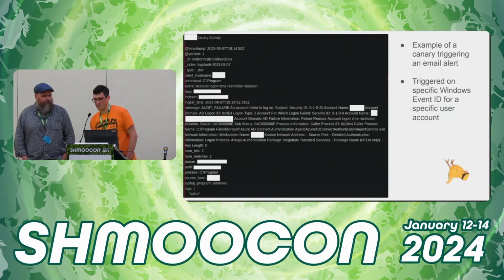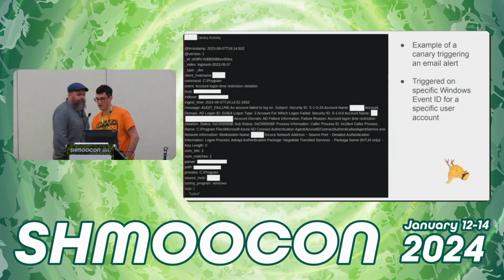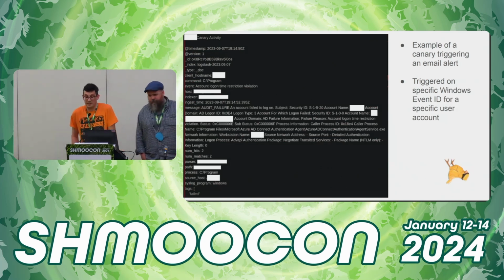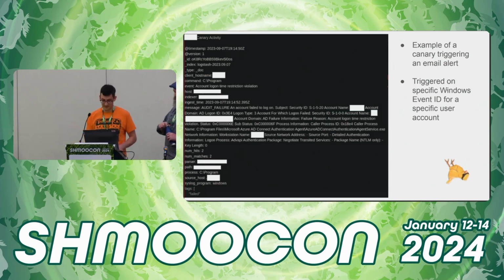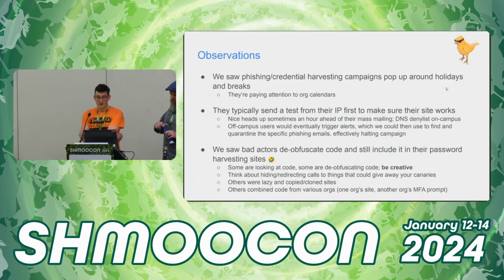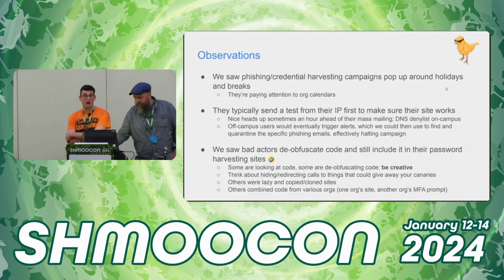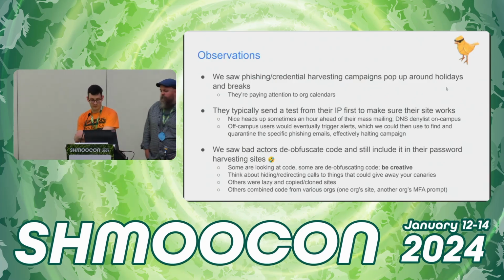This is just another example, an email alert triggered on a specific Windows event ID for a specific user account. You can probably take a guess at what type of account it would be. In terms of observations, we got the most bang for the buck from just the canaries on our sites. We saw phishing credential harvesting campaigns pop up around holidays and breaks, which told us they're obviously looking at our calendar. They typically would send a test from their IP first to make sure their site works, which was a really nice heads up for us.